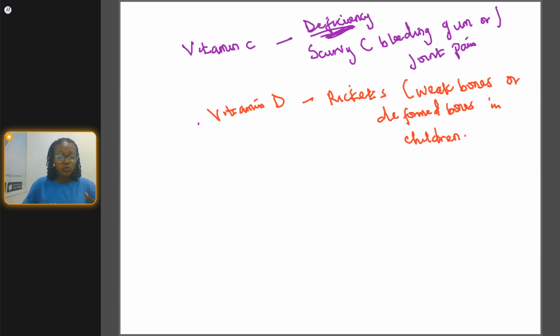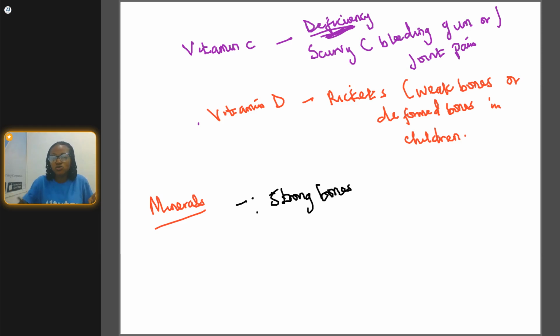So we move to minerals. What is the function of minerals? Minerals are very essential for strong bones, blood formation, and nerve function. If calcium, which is one of the minerals, is deficient in your food, the child might also develop rickets because the bones are not strong enough. They are weak. So minerals are very essential in our meal.